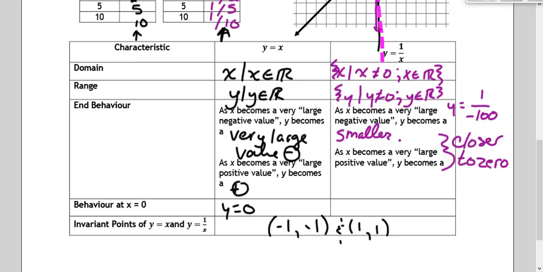Our behavior at x is equal to 0, we are undefined.